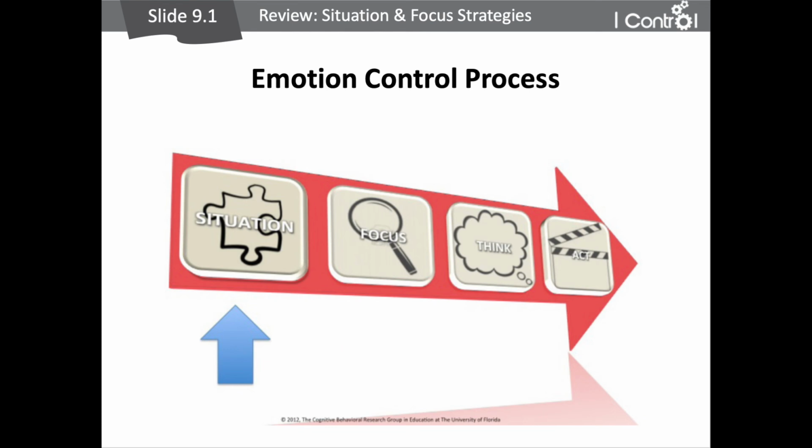In Lesson 9, you'll review the situation and focus strategies. Choose and change are the two situation strategies you can use to better control your emotions. The choose strategy is about choosing a positive situation or avoiding a negative situation. The change strategy is about changing a situation to avoid a bad outcome.